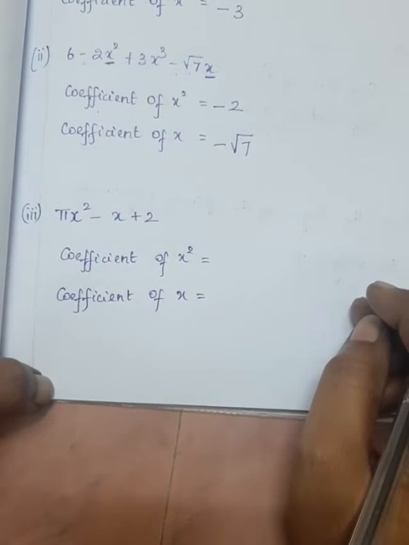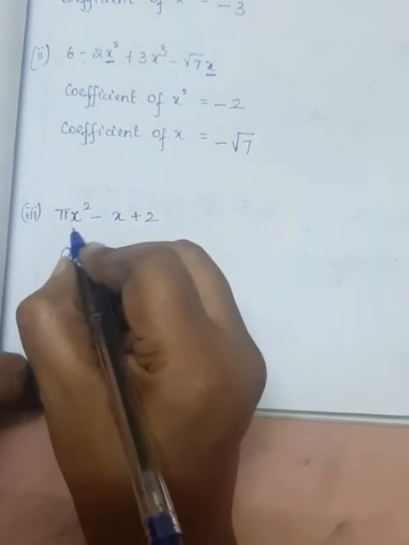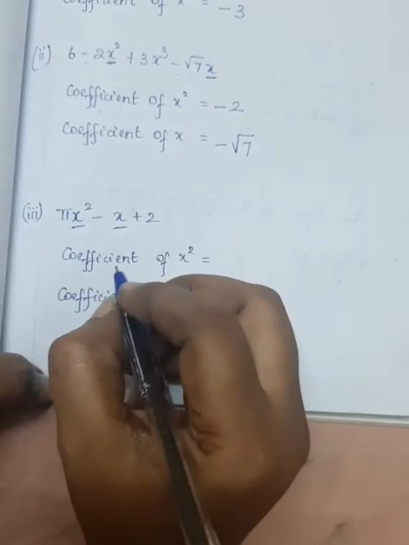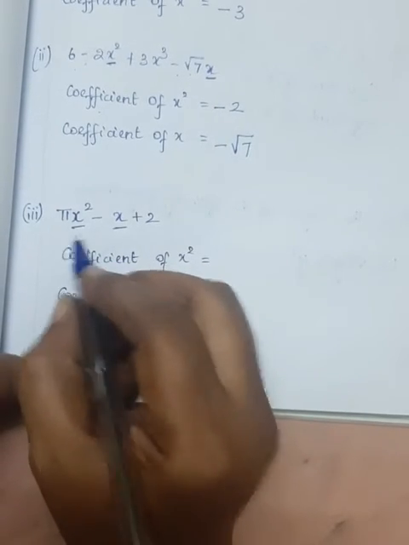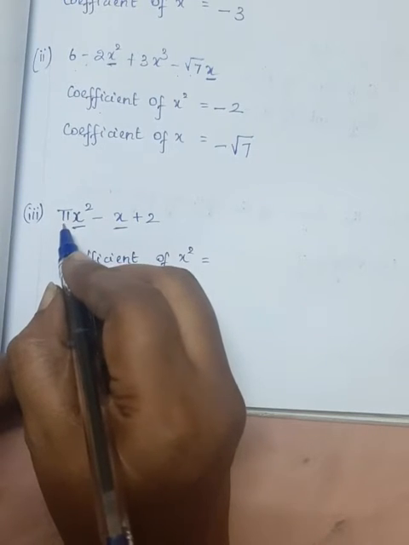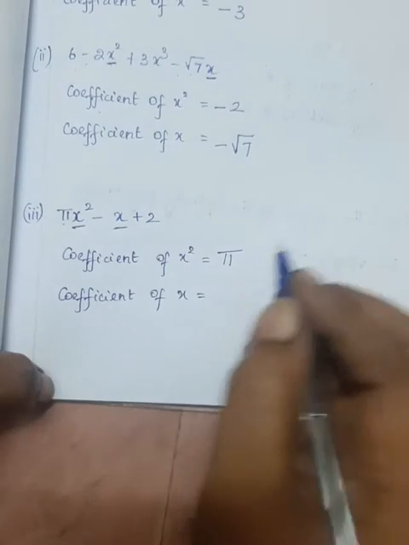pi x square minus x plus 2. They have asked us to write the coefficient of x square and x. So we have to see the value which is given before x square and x. The value before x square is plus pi, right? Pi value is given. So coefficient of x square is pi.